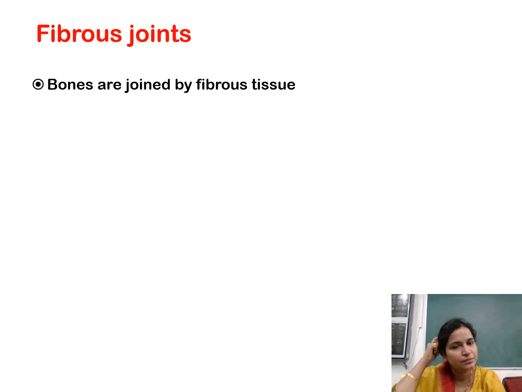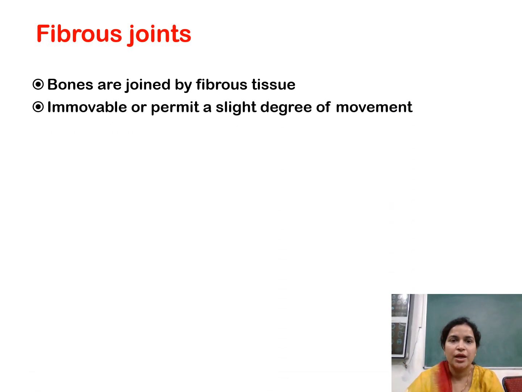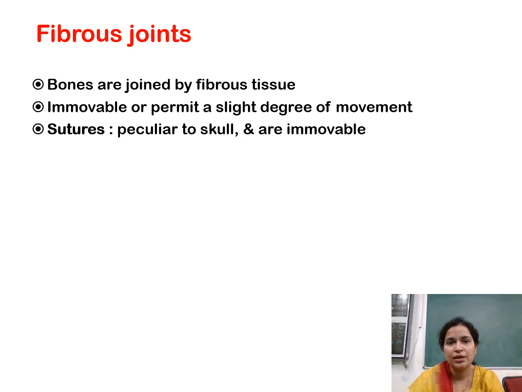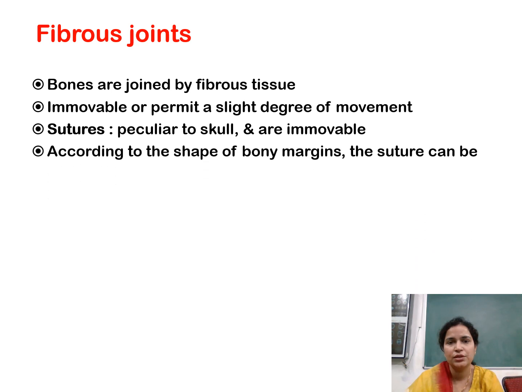Fibrous joints: bones are joined by fibrous tissue. They are the immovable joints, though some permit a slight degree of movement. Sutures, peculiar to the skull, are immovable joints.